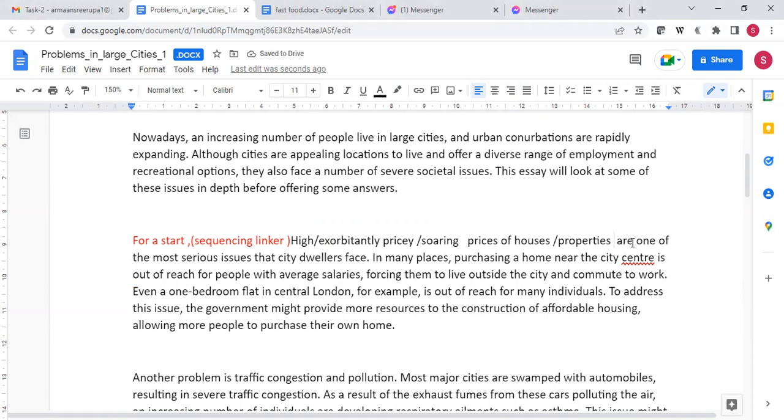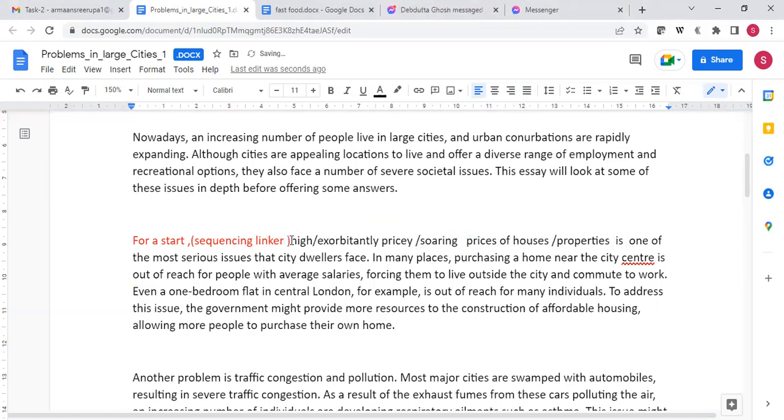Okay, now see, "are one of the most serious issues." You're just talking about one issue here, and this whole thing is a problem. Are you getting it? Soaring prices of houses, this is the subject. Prices is not the subject, or houses is not the subject. So subject verb agreement, be very careful. Soaring prices of houses, exorbitantly pricey houses, high prices of houses, this is the subject, not prices of houses. So as per the subject verb agreement rule, you always have to have a singular subject and a singular verb. So it should not be "are," it should be "is." Okay. Yeah.